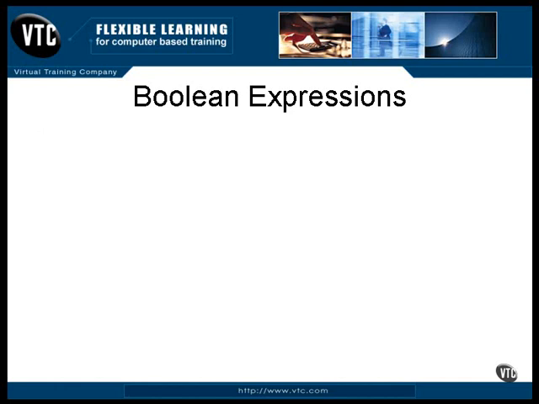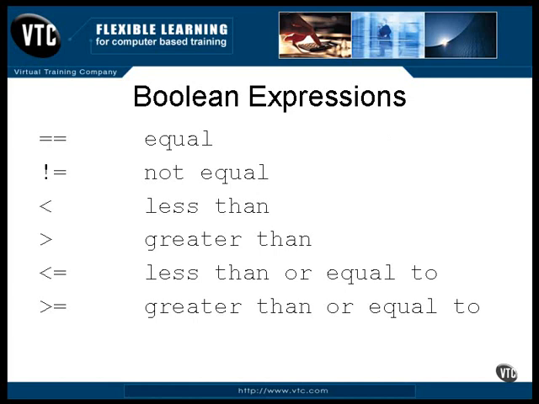The most common Boolean operators are the comparison operators. The double equal sign is used to compare for equality, and that's all it's used for. In every case, the single equal sign is the assignment operator, and the double equal sign compares two values for equality. Now, one important note.